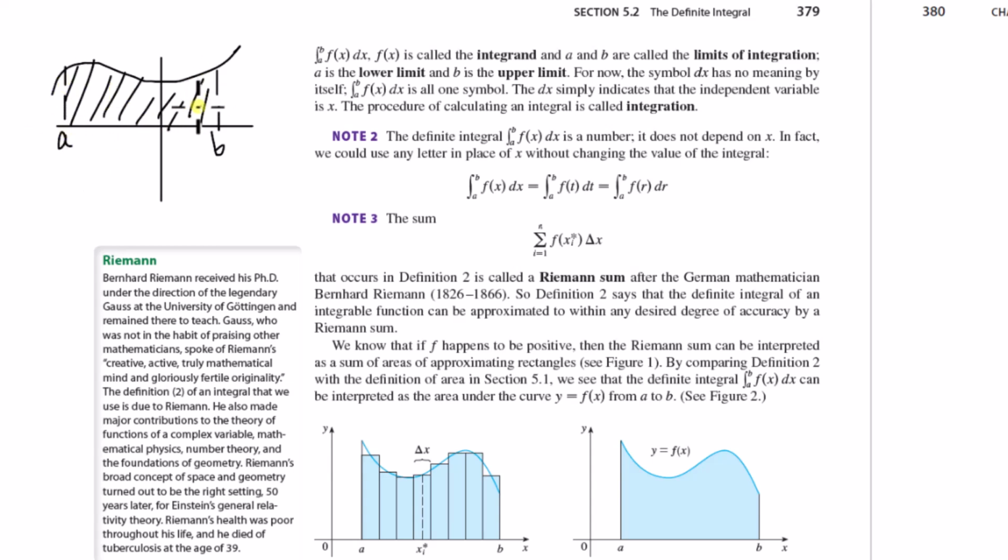What is this area here? It's a positive area. That's it. The fact that a is negative and b is positive doesn't change anything. Okay?